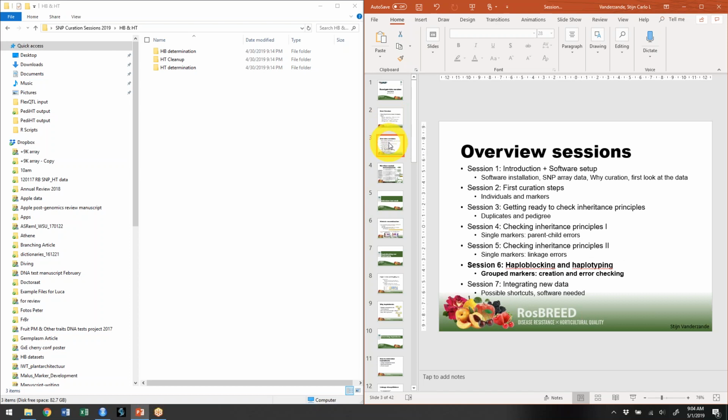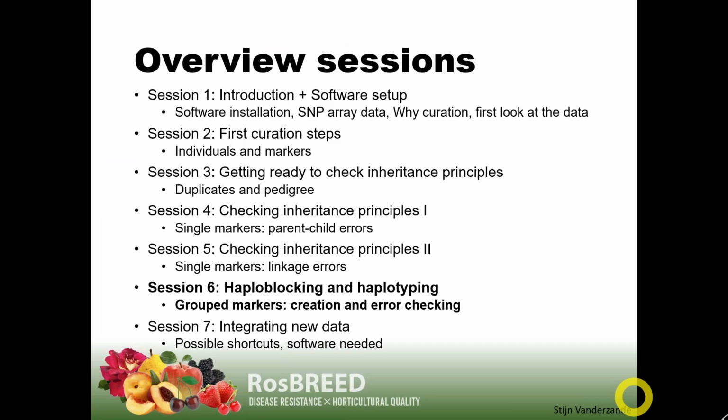And then today we're talking about haploblocking and haplotyping. So in the last 2 sessions, we've been looking at parent-child errors, and actually I'll just make my screen bigger. So we've been talking about parent-child errors and linkage errors, but that was always for single markers, so that meant single SNP in our case.